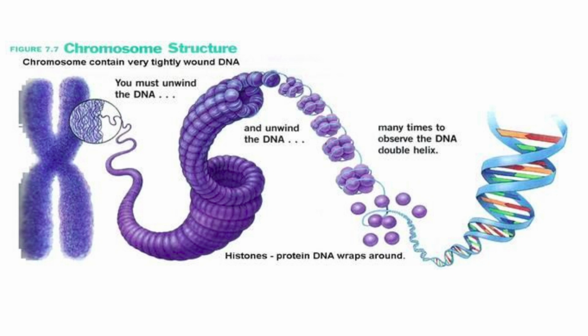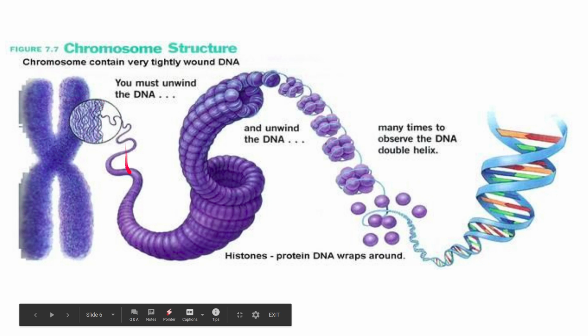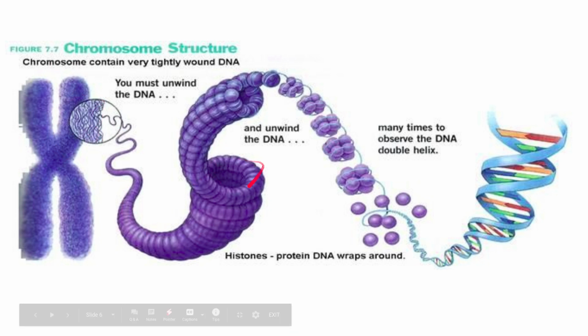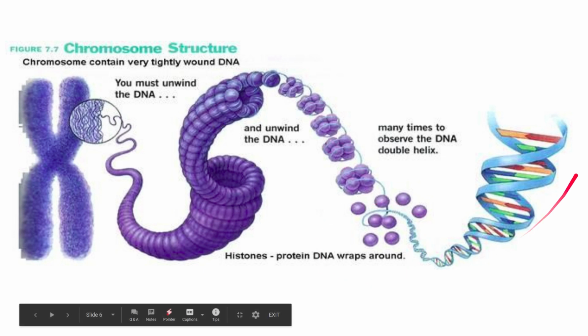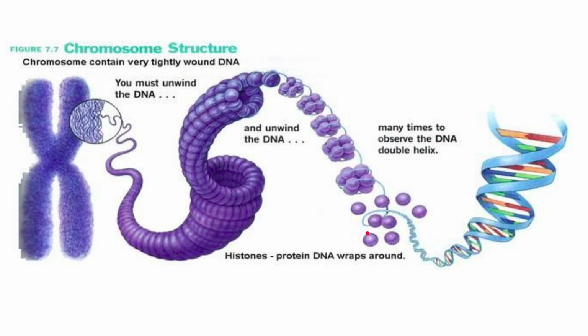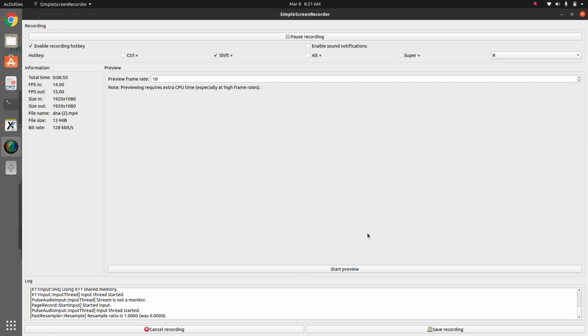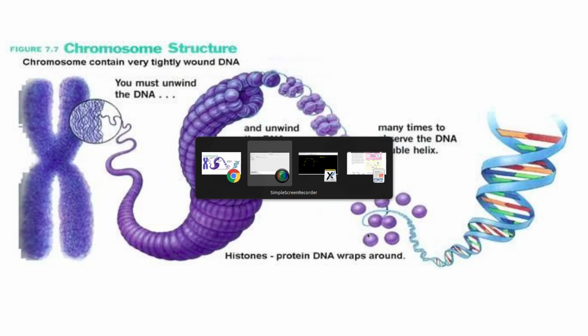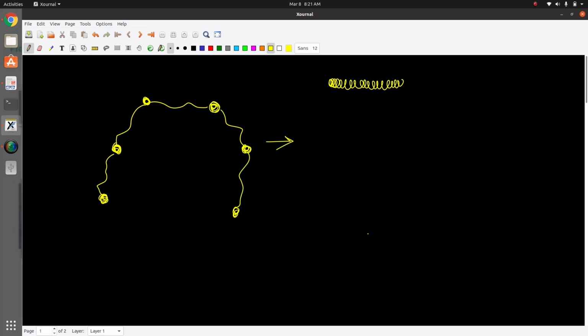So the destructuring sort of goes from this X-shaped chromosome to the chromatin fiber, to the solenoid fiber, to the nucleosomes, to the DNA. And histones are sort of like the helper proteins that are present along with it. So yeah, that is how DNA is packed so efficiently.